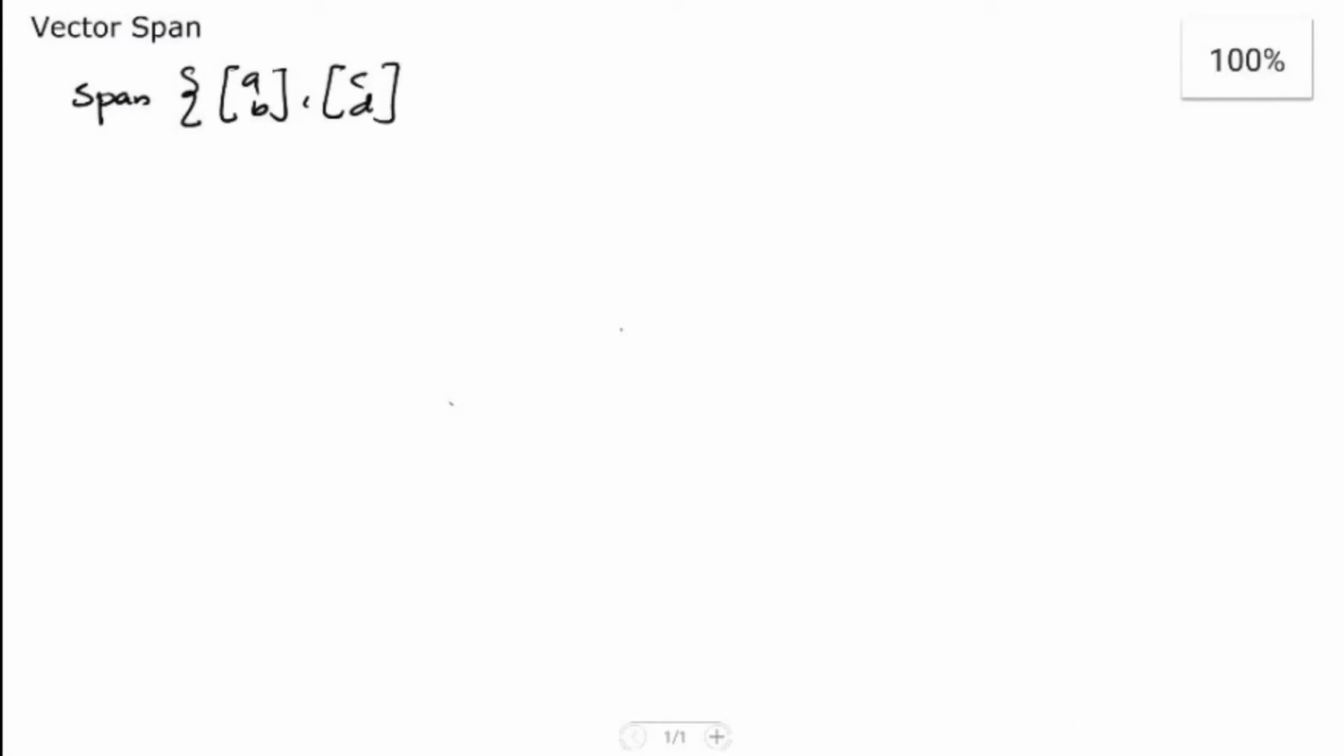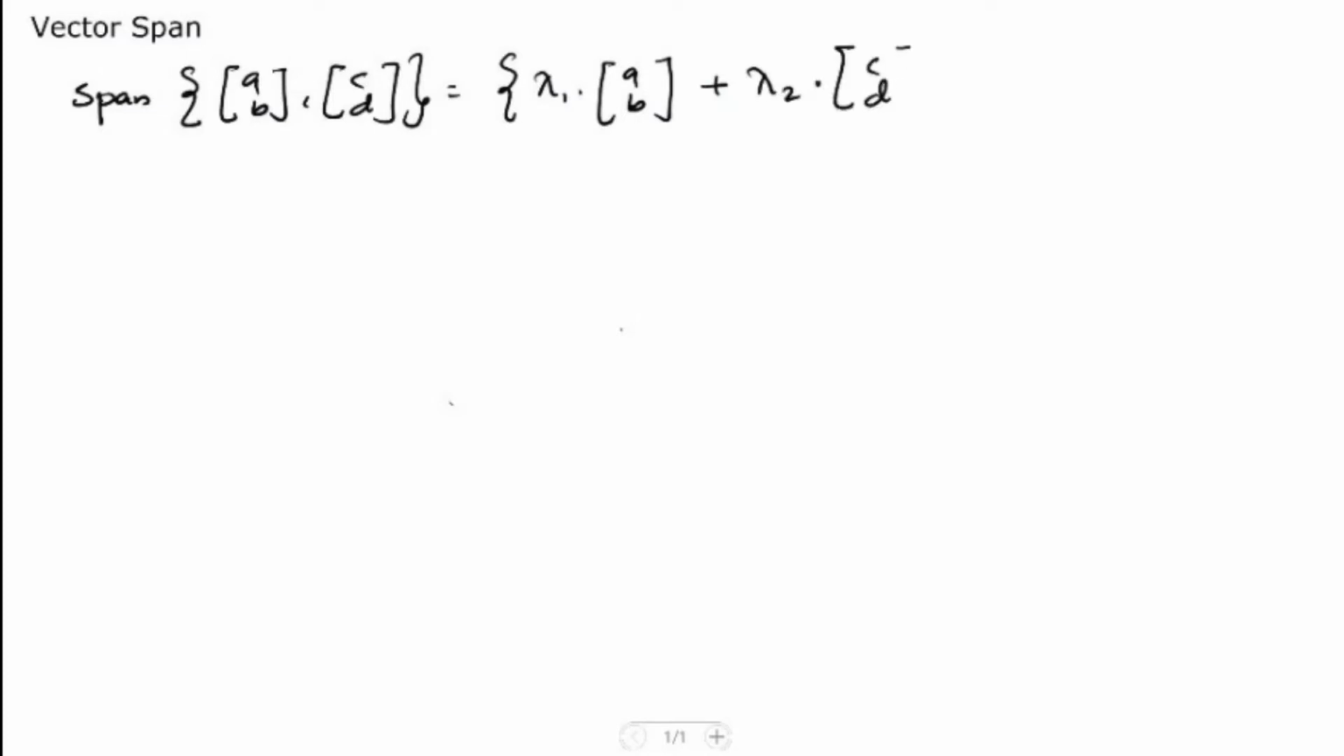Spanning a vector or two vectors AB and CD would be equal to lambda 1 times AB plus lambda 2 times CD, and here we have the lambda 1 and lambda 2 are elements of the real number set, so they could be any real number.